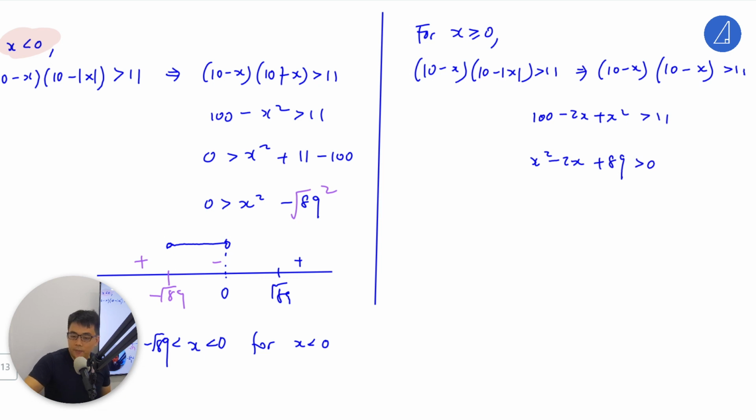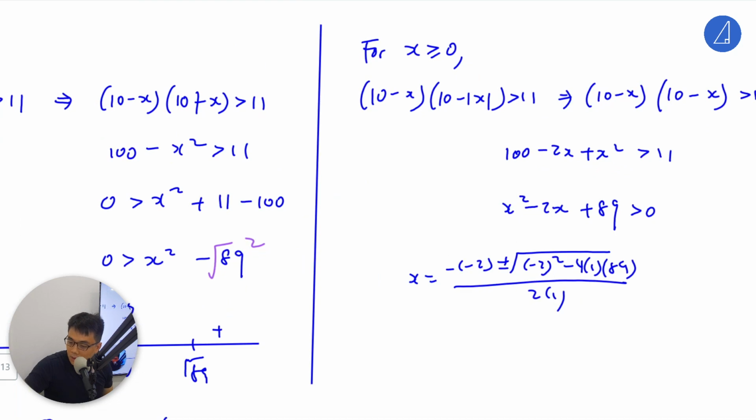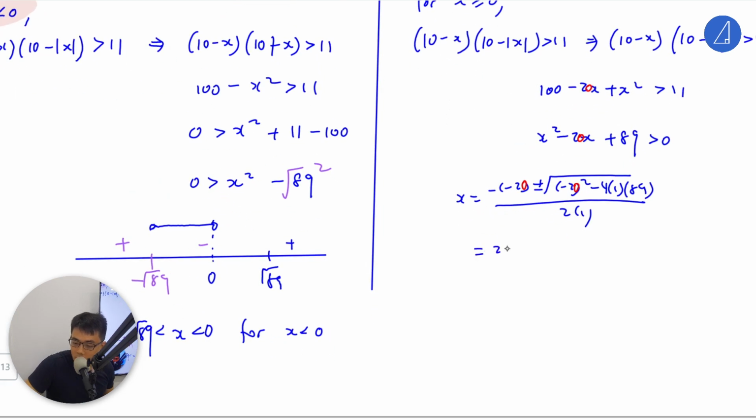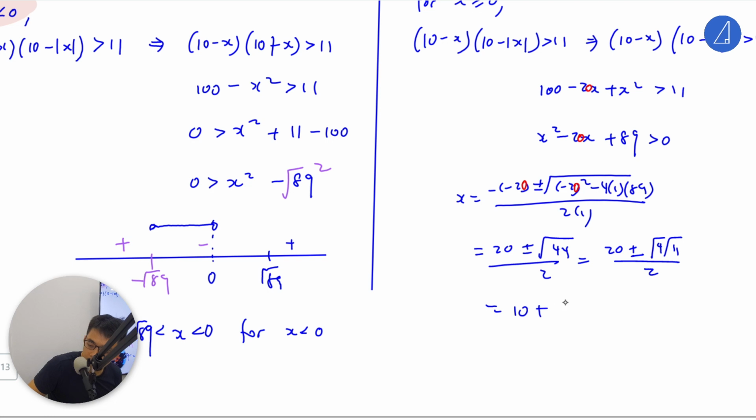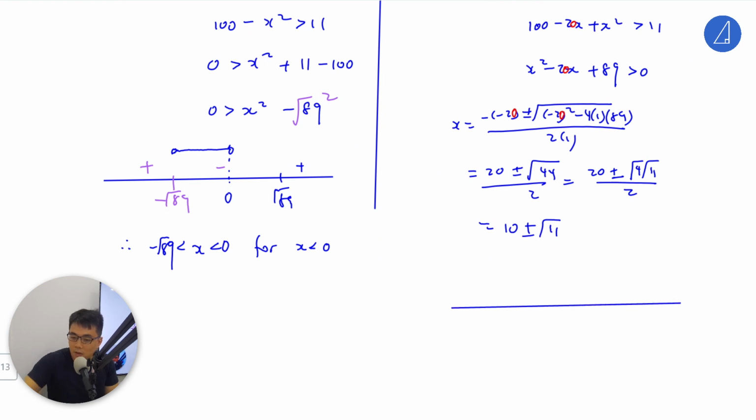So this case here, solve minus b plus minus square root of b square minus 4ac over 2a. This case will be careless. Minus 20, b square minus 4ac, 2a. Okay, great. 20 plus minus square root 44. So this case here, you solve this inequality.